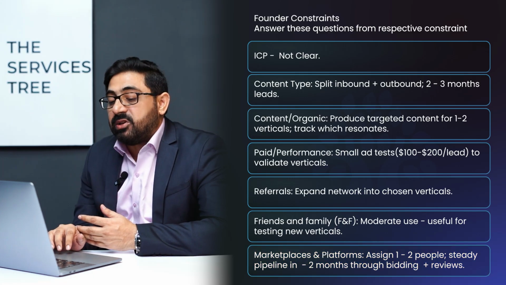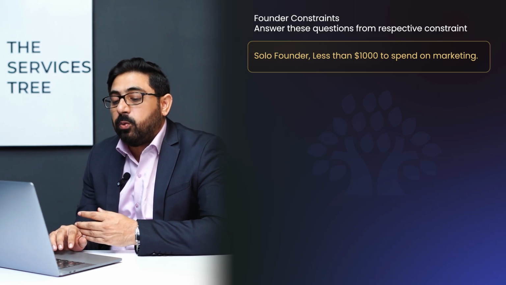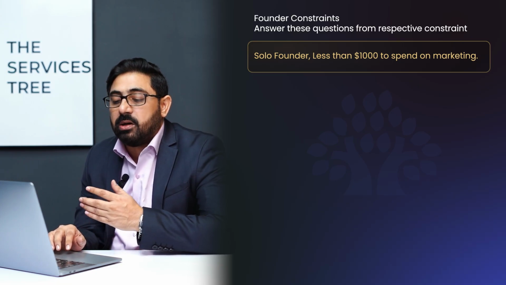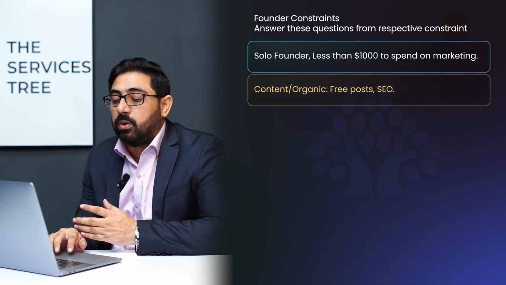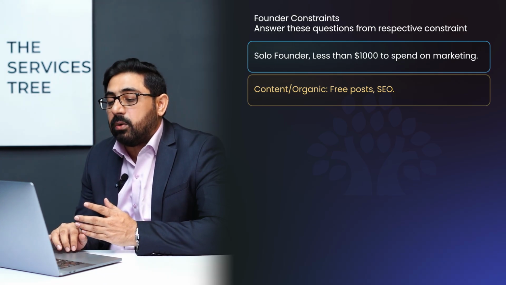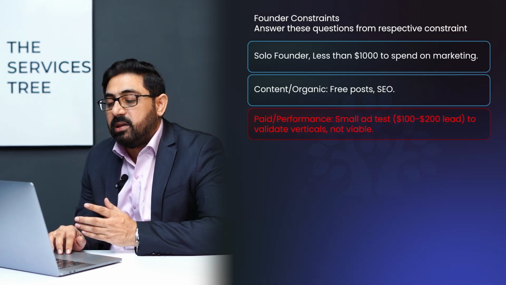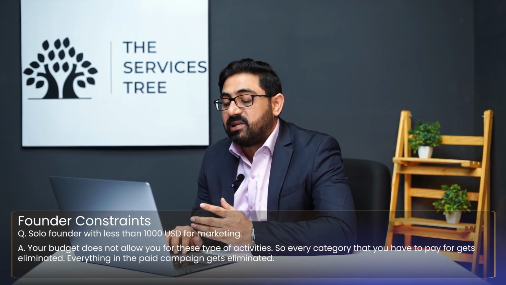Now comes a very interesting constraint from the founder point of view. We said that we have less than $1,000 to spend on marketing each month. So it means we are going for free posts or some SEO on our own website or our digital assets. It is clearly recommending that you are not going for paid or performance. Over here, these options get eliminated and you mark them red, because your budget is not there to facilitate these types of activities.